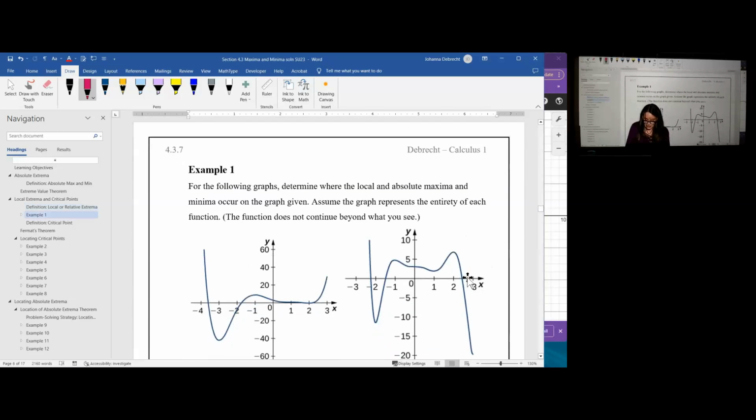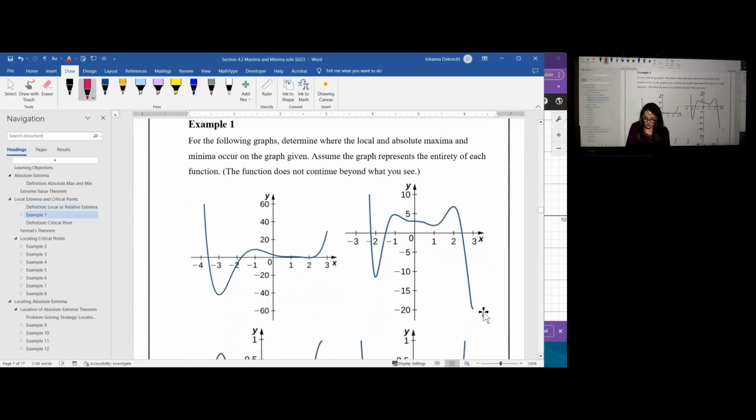Let's now look at example 1, where we want to determine where the local and absolute maxima and minima occur. Assume that the graph is everything there is to see of the function. That means there are no arrows at the endpoint. The graph actually stops there. There are 4 graphs in this example. I'd like you to pause the video, label them, and then turn the video back on so we can discuss.